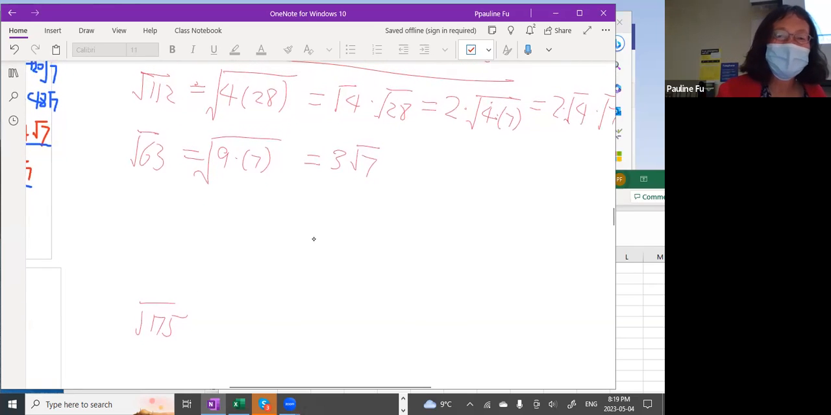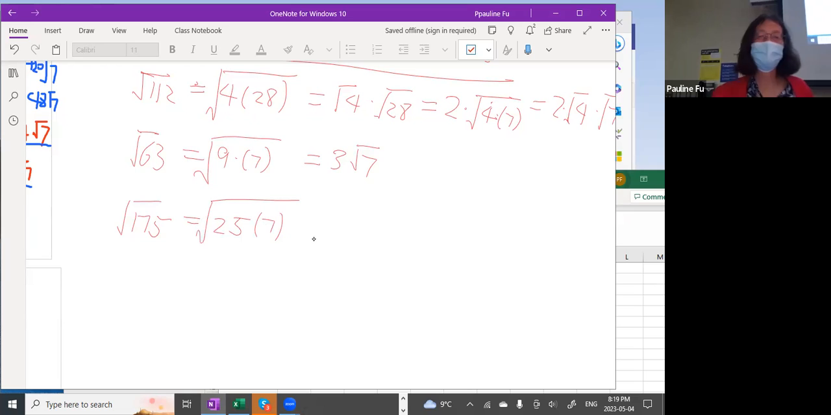So last one, I need to simplify 175. So this one is 25 times 7. 25 times 7 is 175. And then square root of 25 is 5.